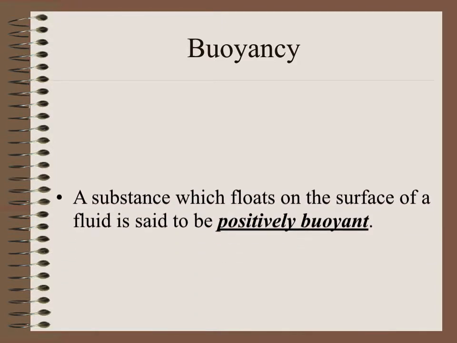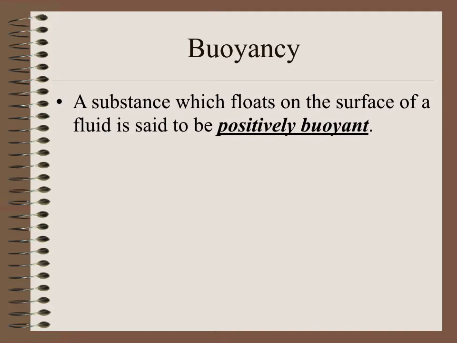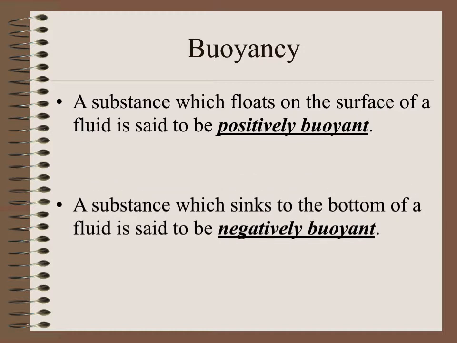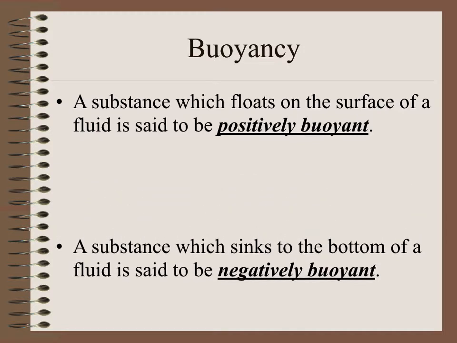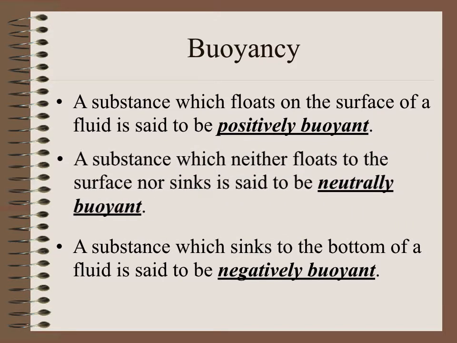So if an object floats to the surface of a fluid, we say that it is positively buoyant. If the substance sinks to the bottom of a fluid, we say it is negatively buoyant. And if the substance neither sinks nor floats, in other words, stays somewhere in between, we say that it is neutrally buoyant.